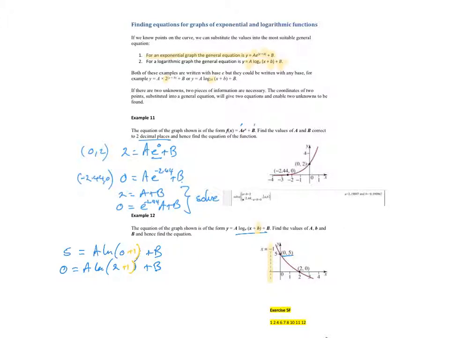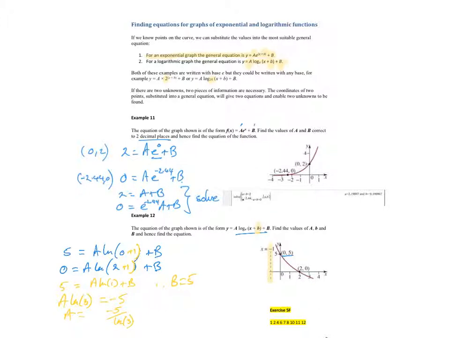So now I can see that 5 is equal to a natural log of 1 plus capital B. Natural log of 1 is 0. Therefore, capital B is equal to 5. So if capital B is equal to 5, I get a natural log of 3 equals negative B, which is negative 5. If I divide by natural log 3, we get negative 5 over natural log 3 is equal to my a value. So there are some exact values we can use.